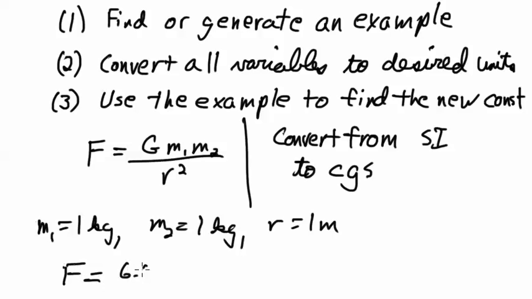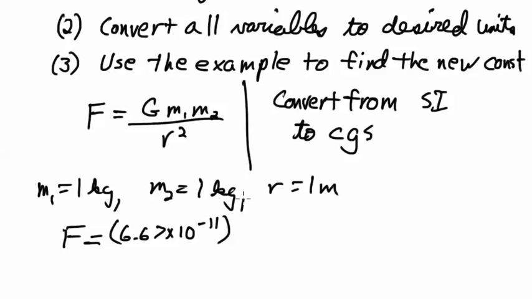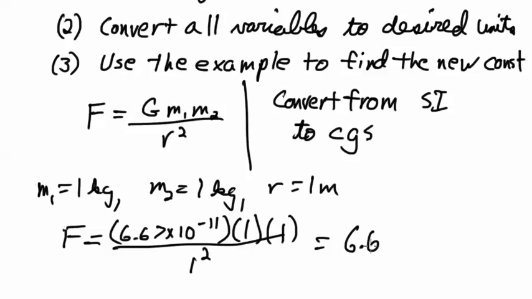Force equals 6.67 times 10 to the negative 11th times, that's the SI unit for this, times 1 over 1 squared, which gives me 6.67 times 10 to the negative 11th newtons. Now I'm going to convert all variables to the desired units and use the example to find the new constant.